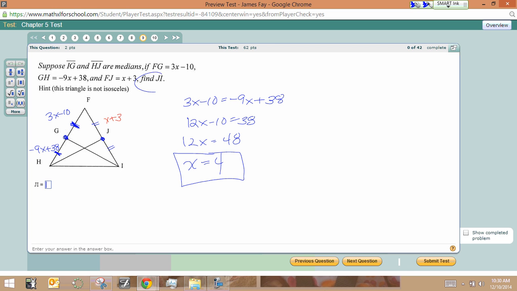Now it asks me to find JI. Well, I don't have an expression for JI. I don't know what that is. But I do know an expression for FJ. FJ is x plus 3, so FJ is going to be 7. Well, if that's a midpoint, that distance there also has to be 7. So JI or IJ is 7.